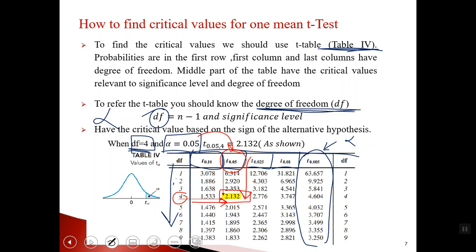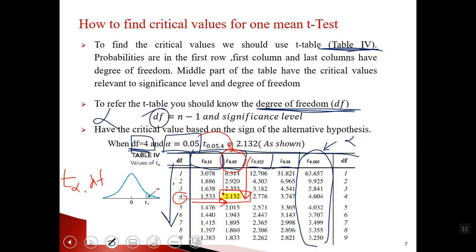This degree of freedom and alpha value we denote using the notation T. This is a T value. First your alpha value, comma, next degree of freedom. In general, this is how we denote a T value or T statistic value.